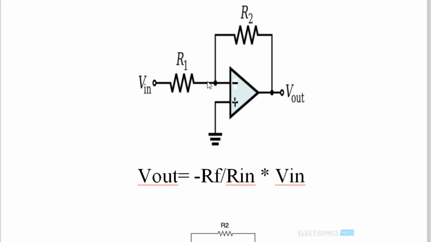Suppose my input voltage is 1 volt, RF is 2 kilo ohm and Rin is 1 kilo ohm. So the 2 kilo ohm upon 1 kilo ohm gets cancelled, and this ratio will come to 2. So the amplifier gain is 2. Like that you can control it.